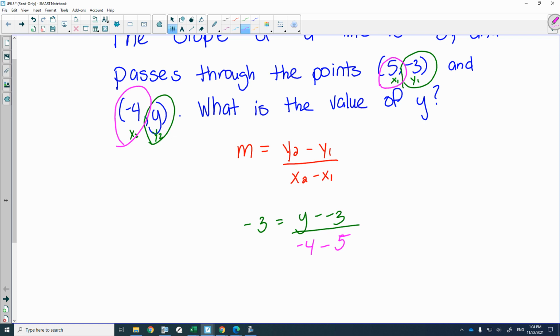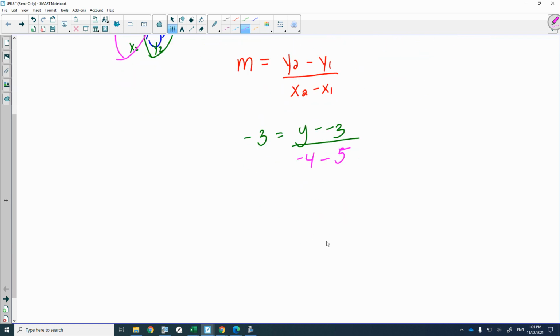Then what you want to do is clean it up, right? 2 negatives, you can clean that up, and figure out what value -4 minus 5 is. Once you clean it up, it would look like this: -3 is equal to, 2 negatives will give you a positive, so y plus 3, over -4 minus 5, which is -9. We need to isolate y. There are 2 ways that you could isolate y. I'm going to show you how you learned in grade 9, which was cross multiplying, or in grade 10, we're going to multiply both sides by -9.